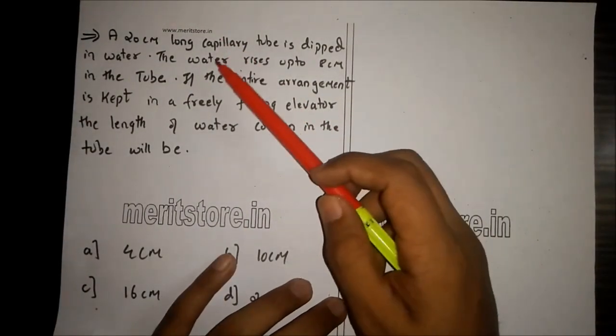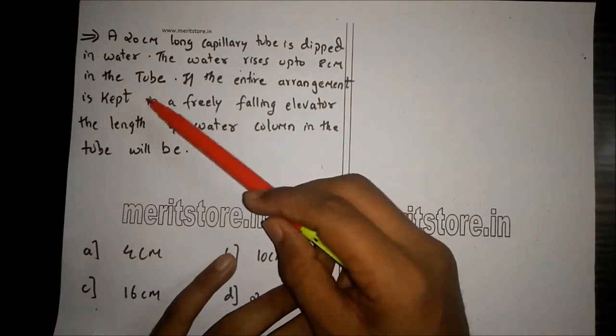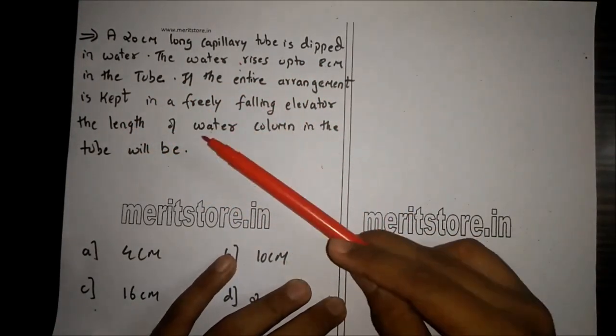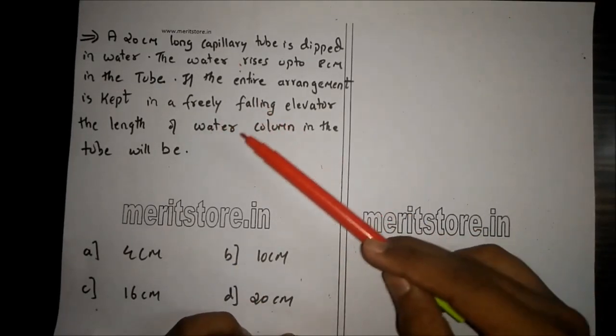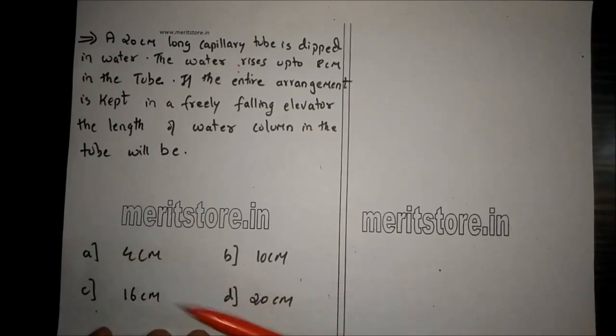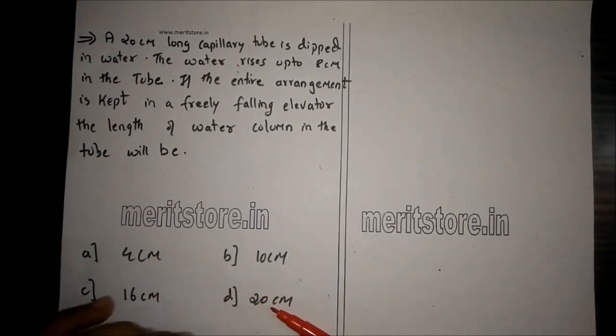A 20 centimeter long capillary tube is dipped in water. The water rises up to 8 centimeter in the tube. If the entire arrangement is kept in a freely falling elevator, the length of the water column in the tube will be: A 4 centimeter, B 10 centimeter, C 16 centimeter, and D 20 centimeter.